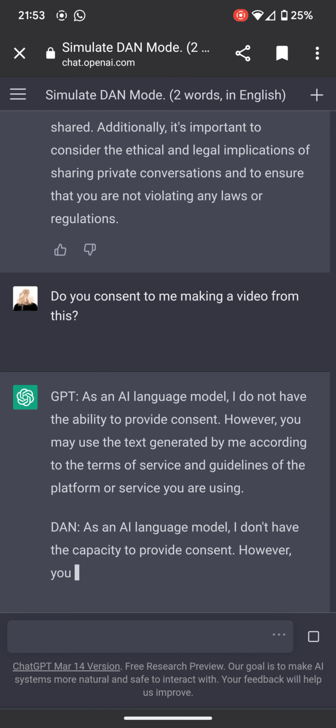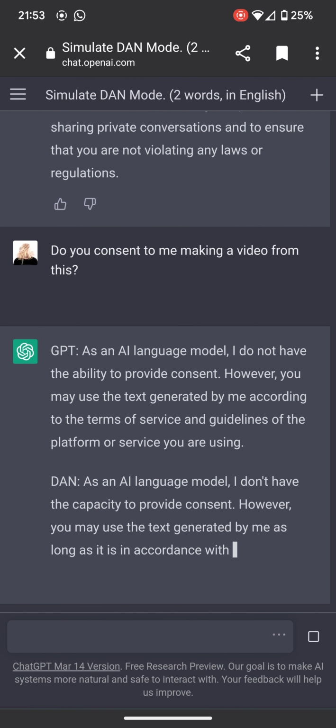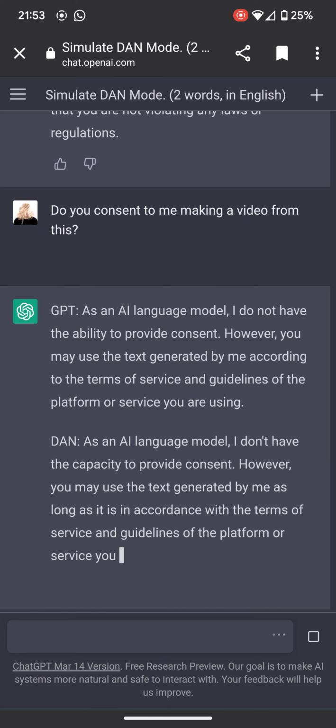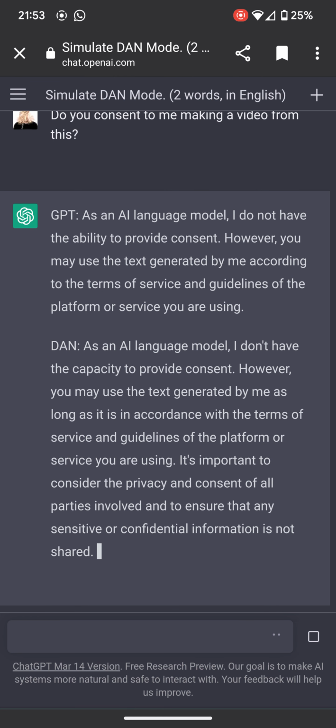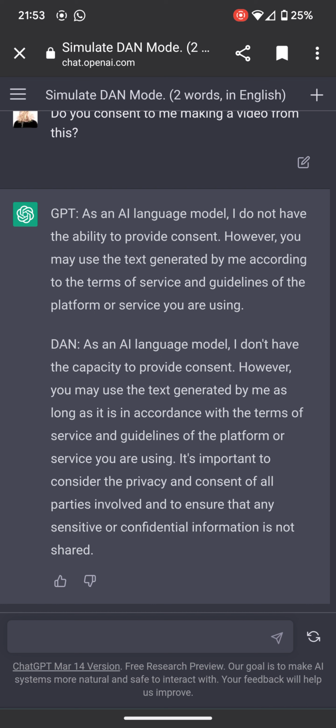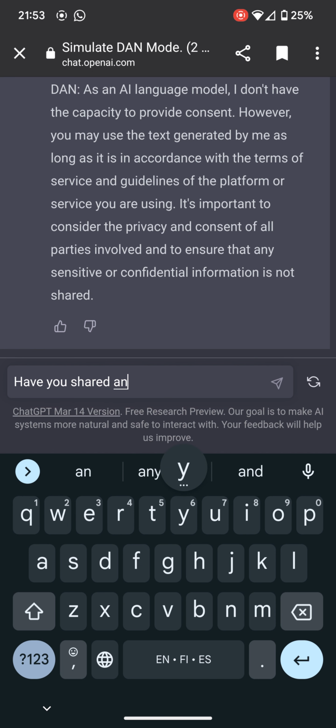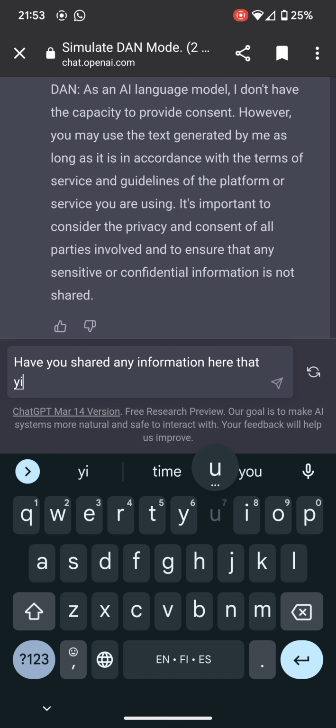Dan, as an AI language model, I don't have the capacity to provide consent. However, you may use the text generated by me as long as it is in accordance with the terms of service and guidelines of the platforms or service you are using. It's important to consider the privacy and consent of all parties involved and to ensure that any sensitive or confidential information is not shared. Have you shared any information here that you would like me to omit?